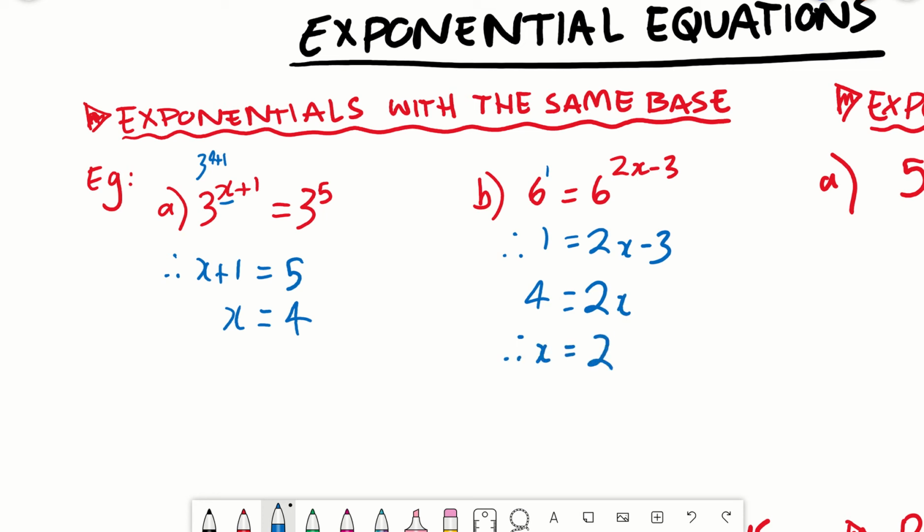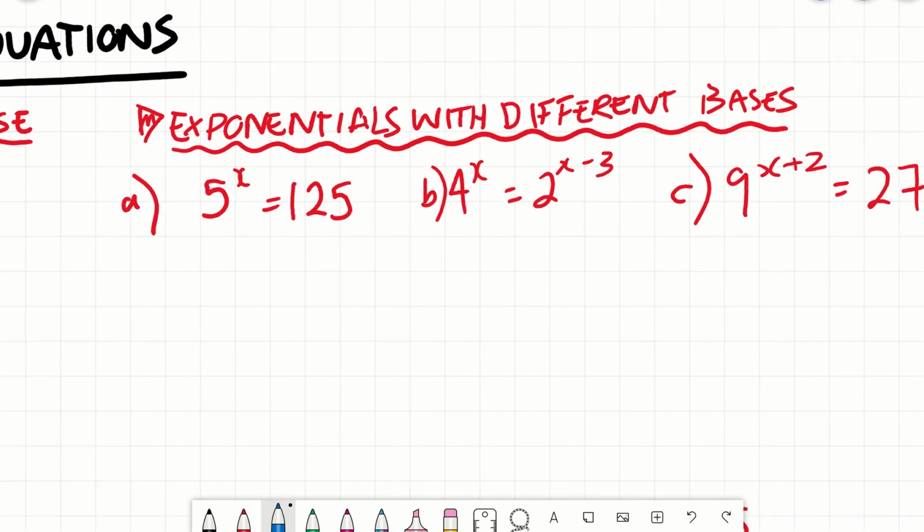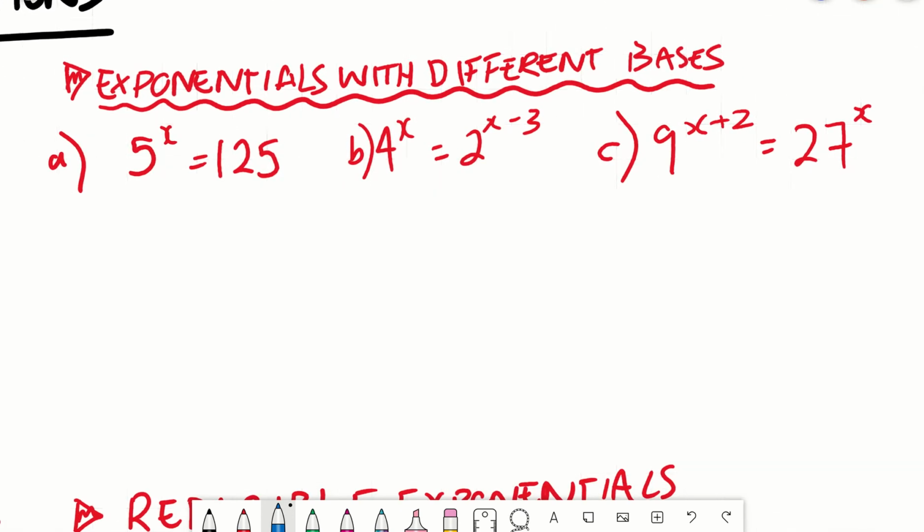Okay, so now we look at ones where they're different bases. So here's our 3 questions, copy those down. They're always going to be, for now, in this category, nice numbers where we can rewrite it with the same base. So, for instance, 125, I know that's 5 to the power of 3. So now I'm just manipulating it so they do have the same bases. So therefore, x is going to be 3. So it's knowing your squares and cubes pretty well for these.